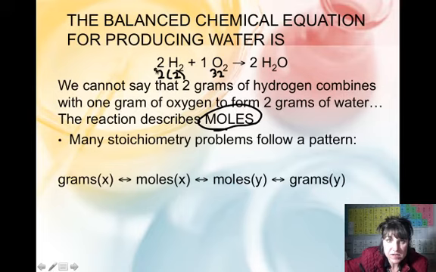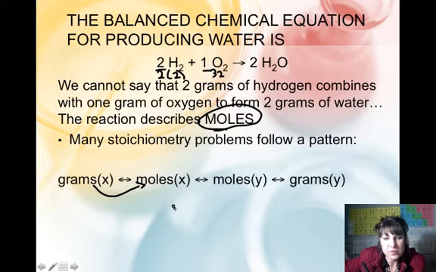And so we can't just take these numbers and call them grams. That's not what the law of conservation of mass means. Reactions describe quantities in moles. So your first step in a stoichiometric problem is to change grams to moles. When in doubt, go to moles. And then use the mole ratio.